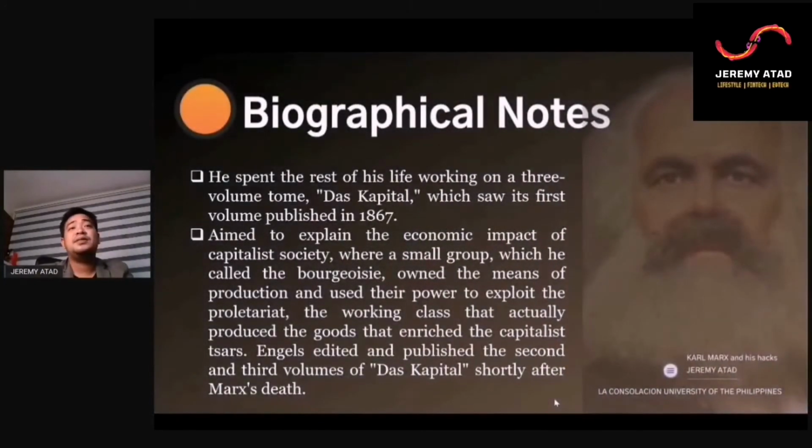He spent the rest of his life working on a 3-volume tome, Das Kapital, which saw its first volume published in 1867. It aimed to explain the economic impact of capitalist society, where a small group, which he called the bourgeoisie, owned the means of production and used their power to exploit the proletariat, the working class that actually produced the goods and enriched the capitalist czars. Engels edited and published the second and third volumes of Das Kapital shortly after Marx's death.